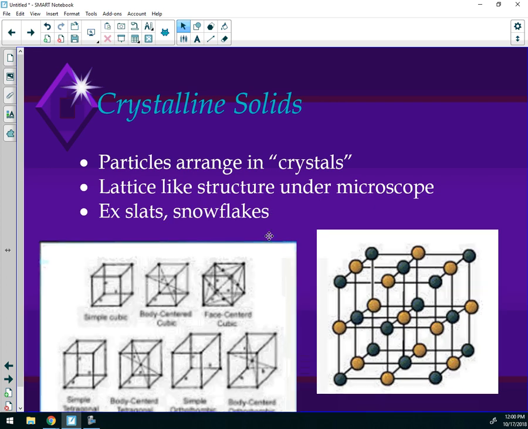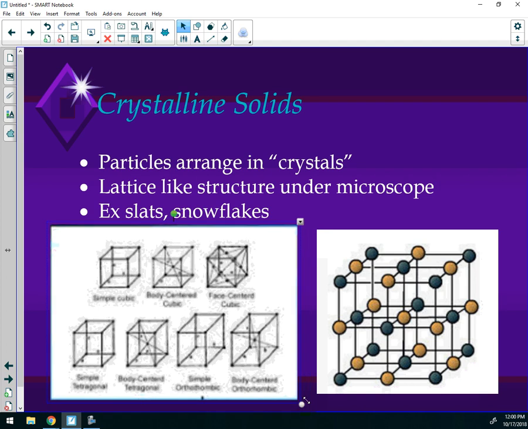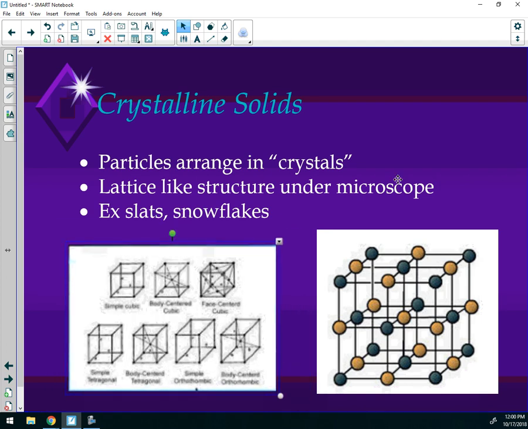All right, so let's talk about crystalline solids. Most solids are crystalline solids. That means that the particles are arranged in crystals. You have a lattice-like structure under a microscope. Now, this is not something you would see necessarily looking at the table that you're sitting at, but if you were to look at those structures and the molecules under a microscope, you would see that it probably takes up one of these shapes right here. So these are going to be your crystalline solids, which are most of your solids.